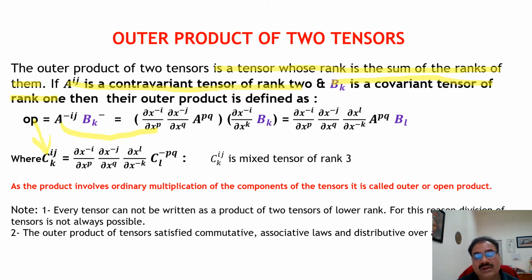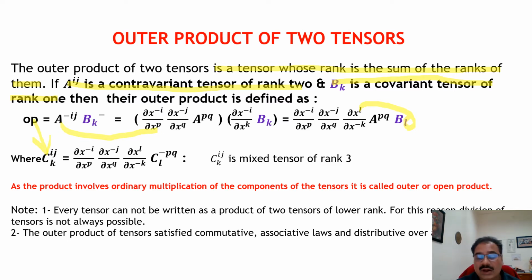Or this may be rewritten as del x bar i, del x p, del x bar j, del x q, del x l, del x bar k, Apq and Bl. Okay, so we have written this. So what is this? This is a mixed tensor of rank 3. This may be denoted as Cijk, and Cijk may be rewritten as del x bar i, del x p, del x bar j, del x q, del x l, del x bar k, and C pq and l. Okay, so this is a mixed tensor of rank 3.